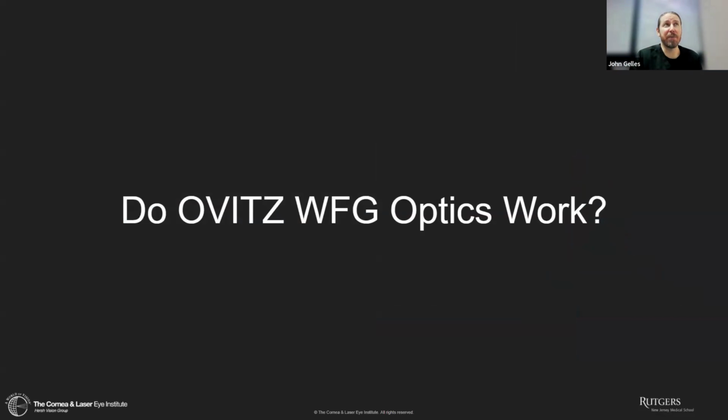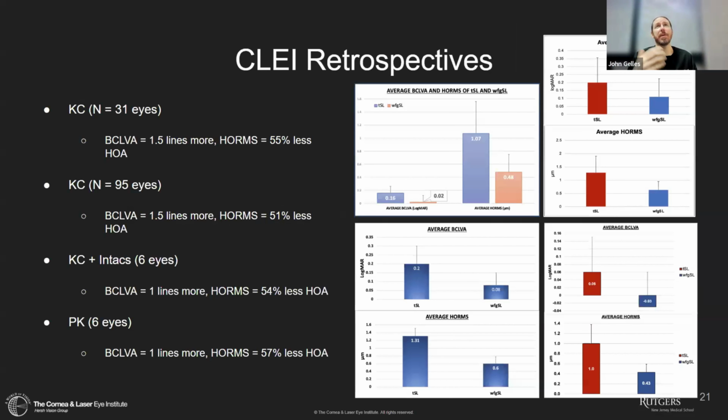So do the Ovitz wavefront guided optics work? Well, here are a couple of the retrospectives that we've done. These have been published at ARVO, the American Academy of Optometry, or the Global Specialty Lens Symposium. In all situations, whether keratoconic eyes with Intacs or penetrating keratoplasties, all of these individuals experienced about 1.5 lines of visual acuity improvement and about a 55% reduction in higher order aberrations. It's pretty consistent throughout populations.